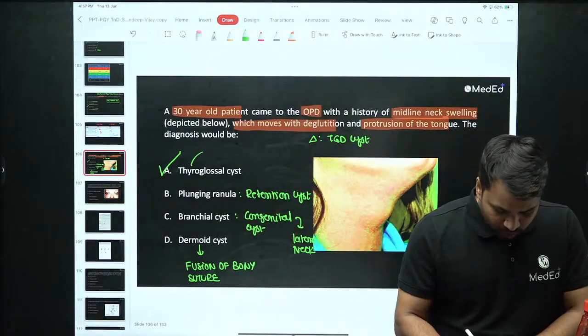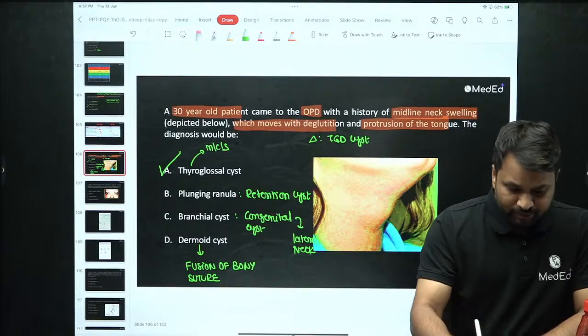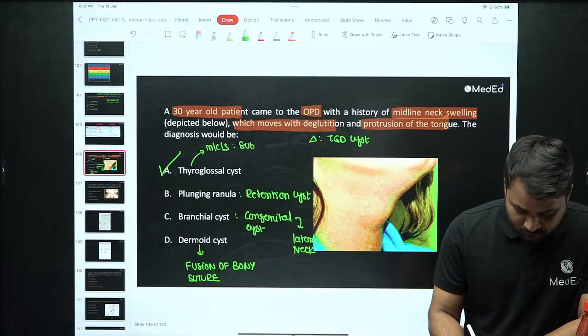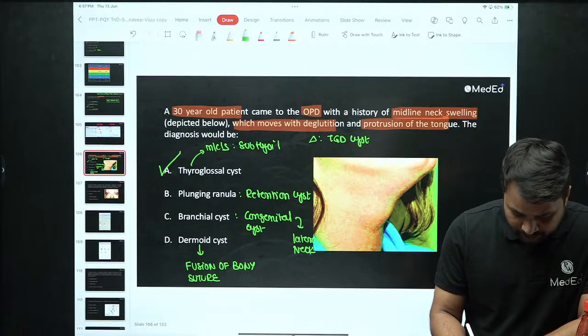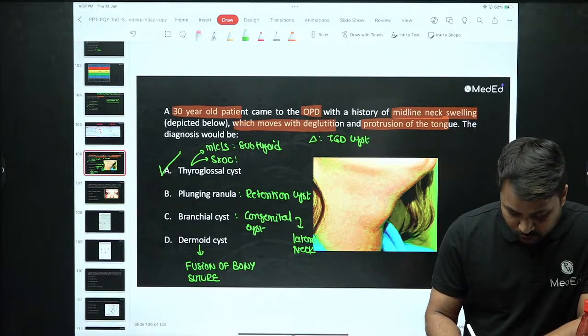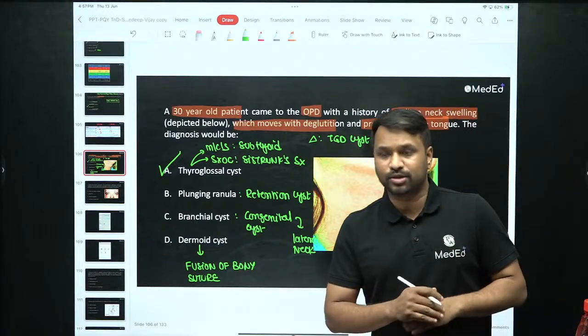If I ask what is the most common site for the thyroglossal duct cyst, it is going to be your subhyoid. Remember the surgery of choice for thyroglossal duct cyst, it is going to be your Sistrunk's operation. It is going to be your Sistrunk's operation, right?